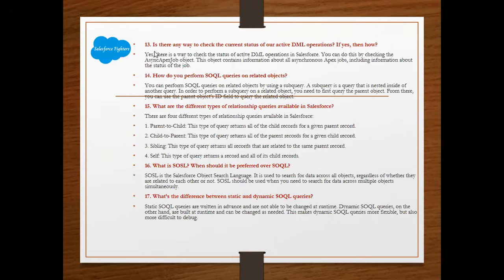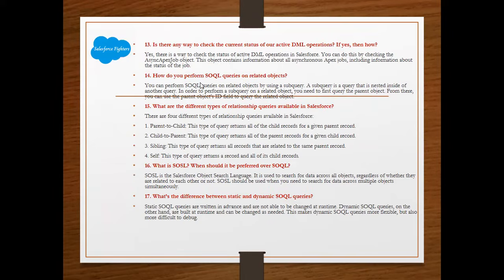Next question: is there any way to check the current status of our active DML operation? If yes, then how? Yes, there is a way to check the status of an active DML operation in Salesforce. You can do this by checking the AsyncApexJob object. This object contains information about all asynchronous Apex jobs, including the status of the jobs.